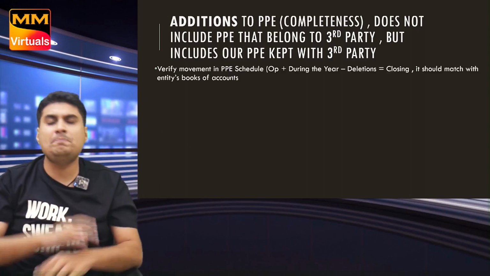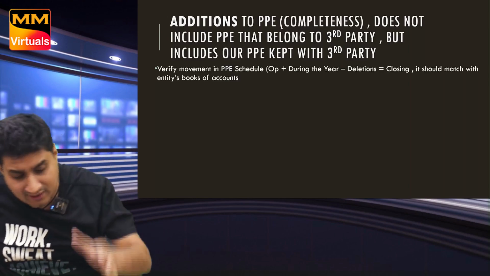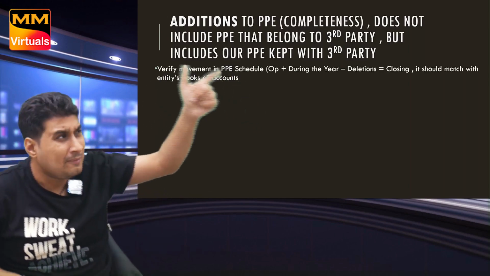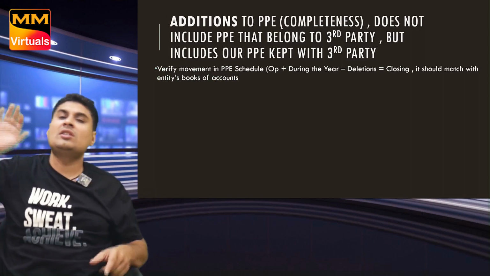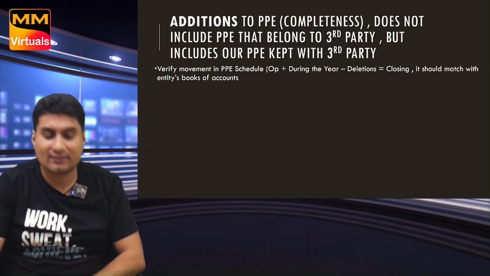Verify movement in PPE schedule. How to check additions? Movement check. Opening plus additions during the year minus deletions is closing. So last year's opening you had checked, plus additions, minus deletions. Is it matching with closing? If it is matching with closing, additions are correct.